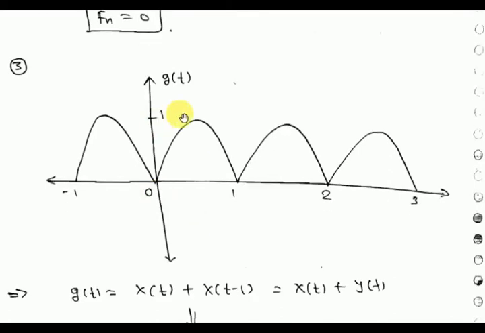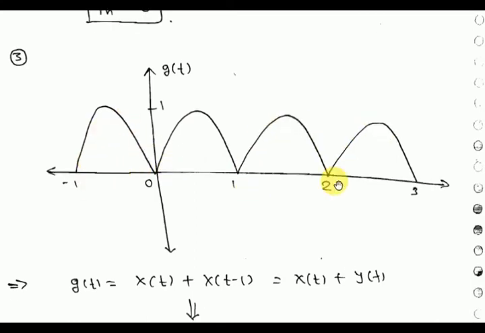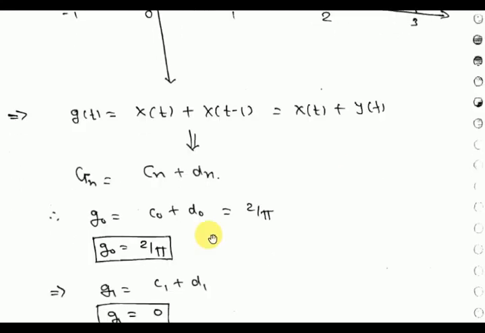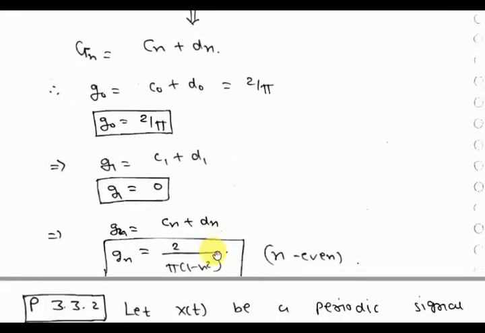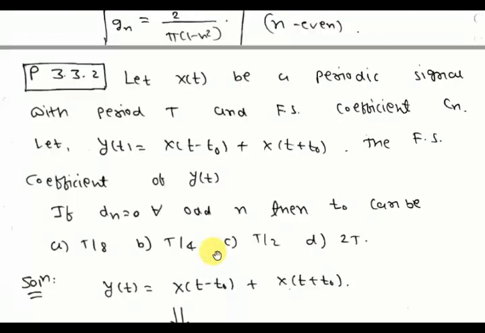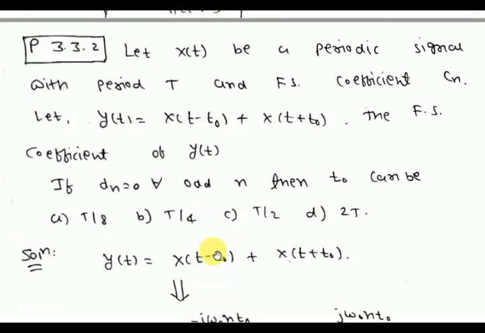Another signal is g of t. This is nothing but x of t and this is y of t. So g of t equals x of t plus y of t. Using the linearity property you will find this. Next problem is, if you have any doubt related to problems, you can write into the comment box, then I can help you.